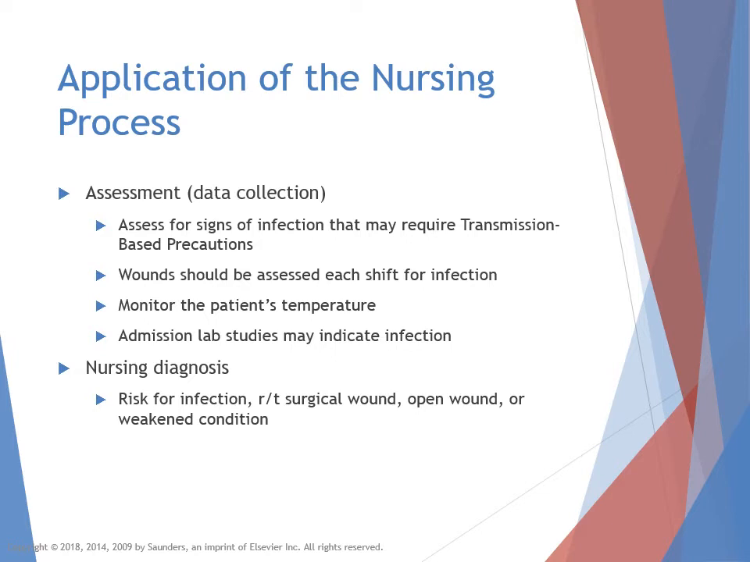Potential nursing diagnosis would be risk for infection. That could be potentially related to a surgical wound, an open wound, or weakened condition. So that's one potential nursing diagnosis. Risk for infection, possibly it could be related to surgical wound, open wound, or weakened condition.